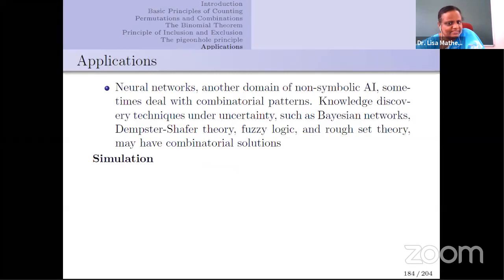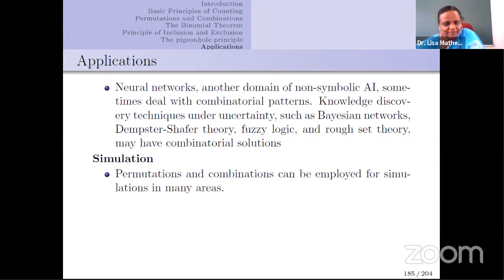Neural networks, another domain of non-symbolic artificial intelligence, sometimes deal with combinatorial patterns. Knowledge discovery techniques under uncertainty, such as Bayesian networks, Dempster-Shafer theory, fuzzy logic, and rough set theory, may have combinatorial solutions. Next, we talk about simulation.